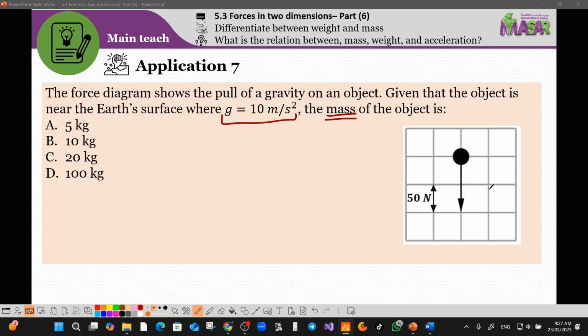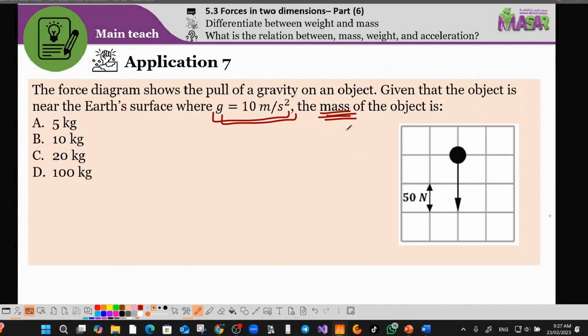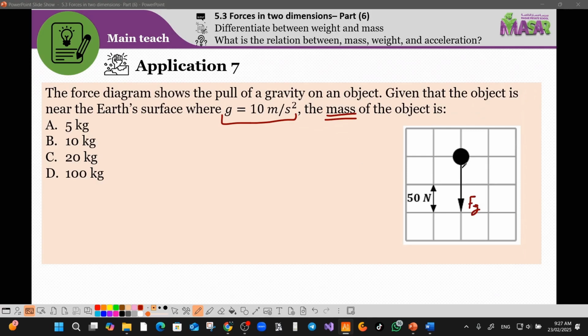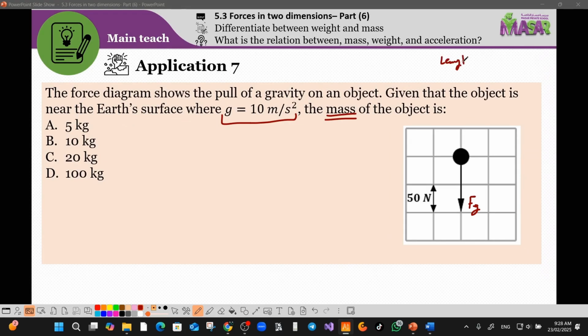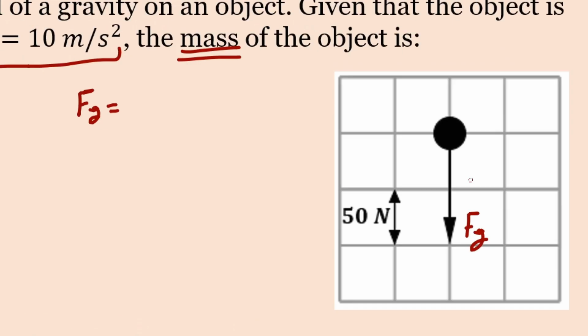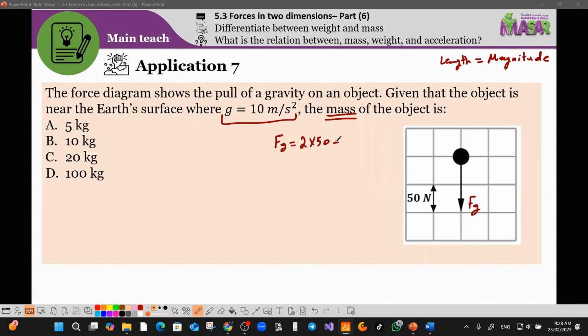We know that the force diagram is used to represent the arrow or the vector of the force. Now the vector of the force here represents the Fg. So from the length of this vector, we can know what is the magnitude because the length of the vector represents its magnitude. And this magnitude is the magnitude of the Fg. Now let's find first the magnitude of the force of gravity. We know that the force of gravity is given by the number of grids multiplied by the scale. So it's 2 times 50, and the answer is 100 Newton.